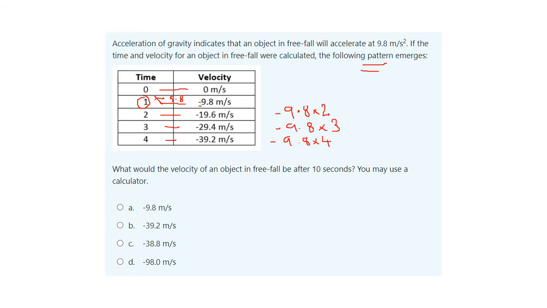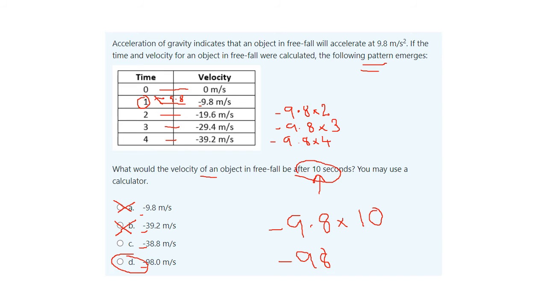Now, what would the velocity of an object in free fall be after 10 seconds? Well, it must be going downwards, so we need a negative symbol, which they all have. It says after 10 seconds, well, minus 9.8 is after 1 second, so A is not correct. And then 39.2 is after 4 seconds, so that is also not correct. We need minus 9.8 times the time, which is 10 seconds, so times 10, which gives us minus 98. So the correct answer is answer D.